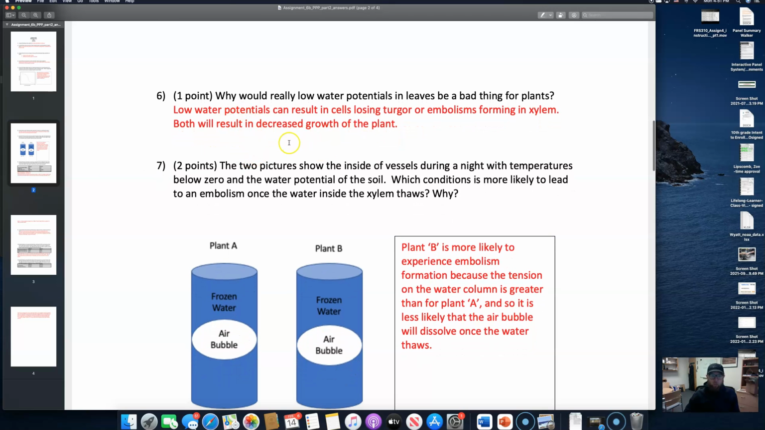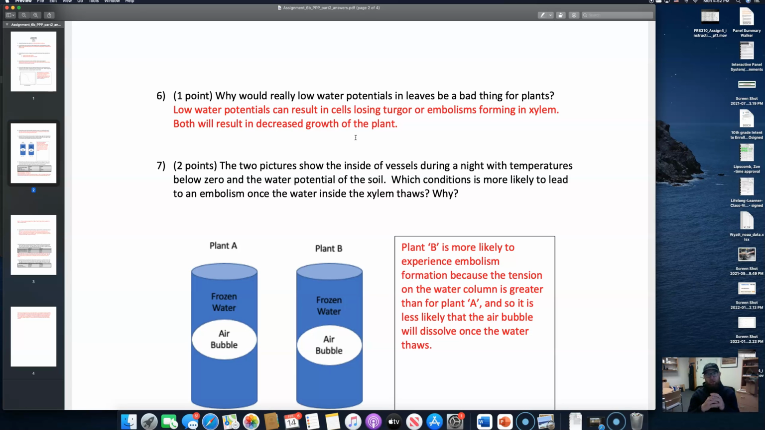Okay, so why would really low water potentials be bad for a plant? Low water potentials can result in cells losing their turgor. If the turgor is lost, then that cell basically collapses on itself, because it relies on there being enough water in the cell to maintain its structure. So when we lose turgor, that's when we also see wilting of the leaves.